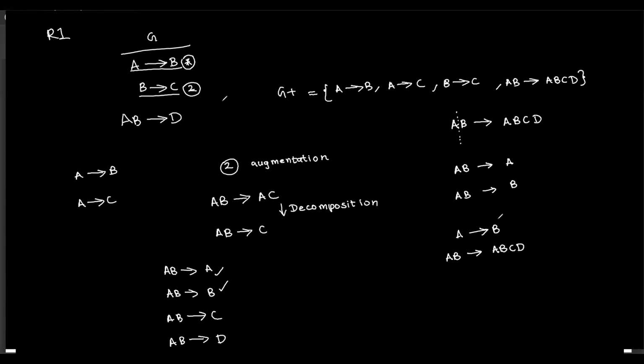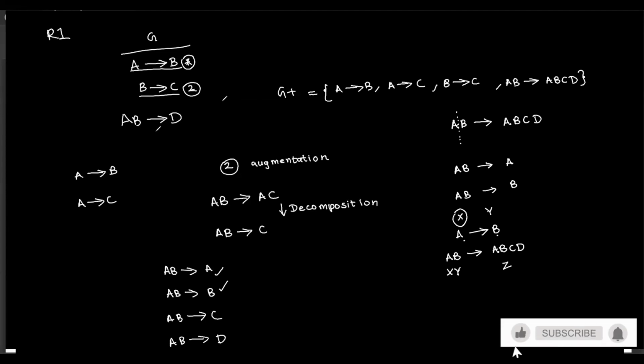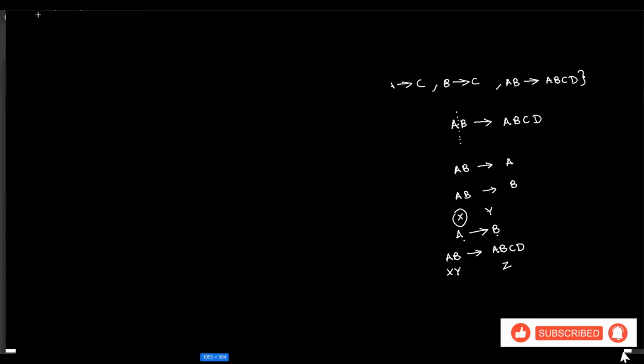So here I can actually apply what we call pseudo transitivity. If I say this is X and Y, XY functionally determines some Z. Here instead of Y, we can replace it with X. That's what pseudo transitivity tells us.